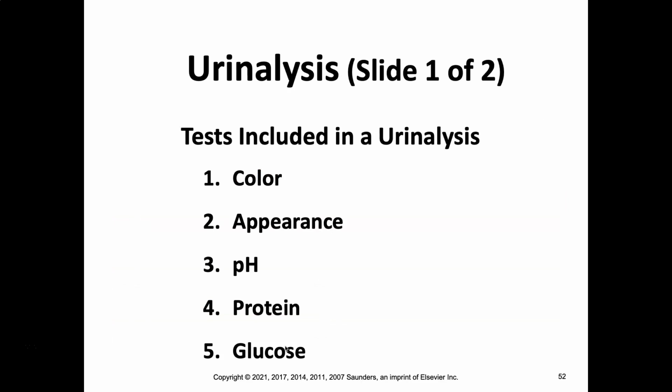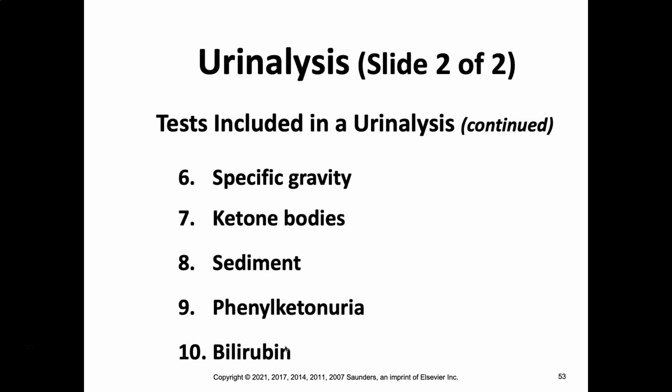So, moving on to urinalysis. What are tests included in a urinalysis? Well, they're looking at color. There's much that can be told through the use of color. Again, appearance. And by appearance, is it kind of thick and cloudy? Is it clear? Is it there seem to be particles in it? Is there any blood in it? That kind of thing. pH, to see is it acid or basic. Protein, glucose. Specific gravity, ketone bodies, sediment. Phenylketonuria, bilirubin.